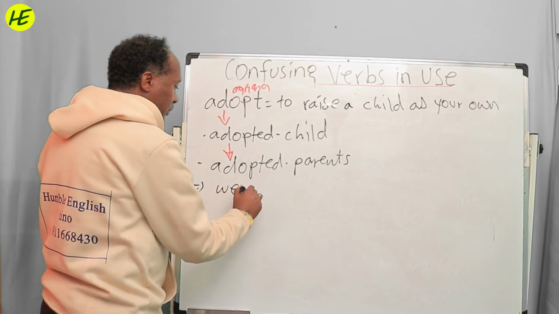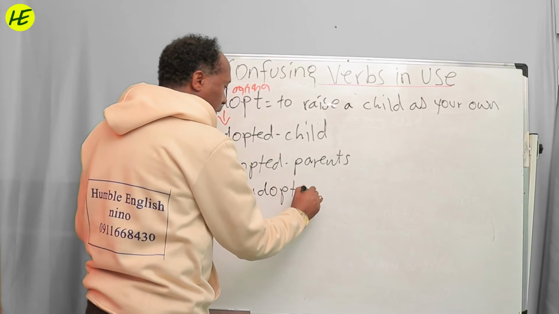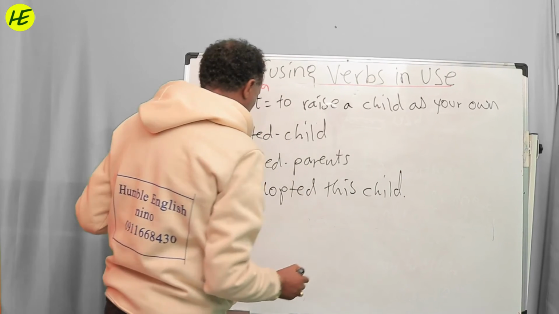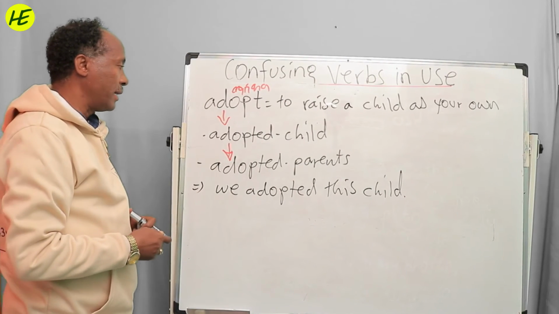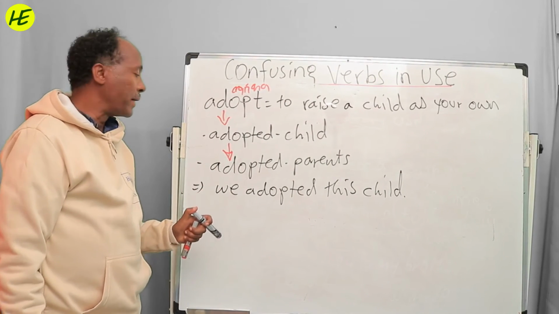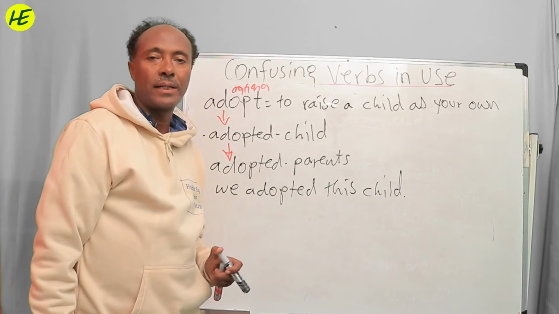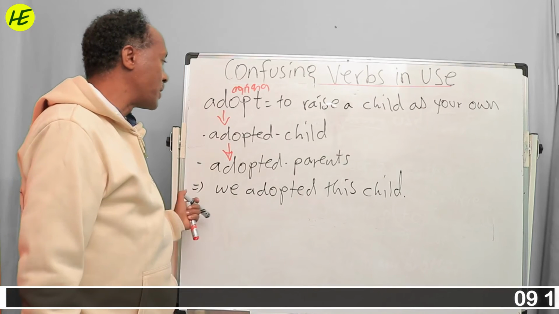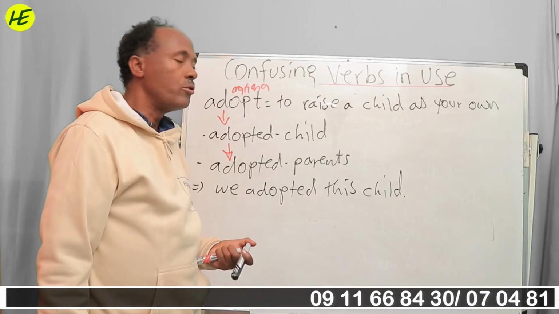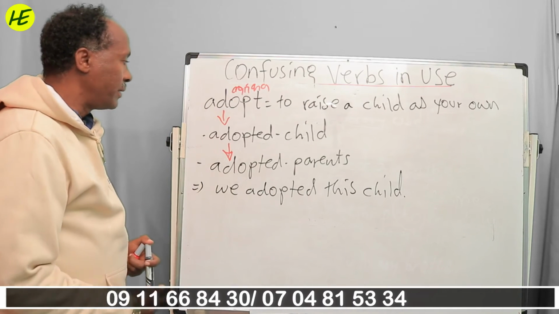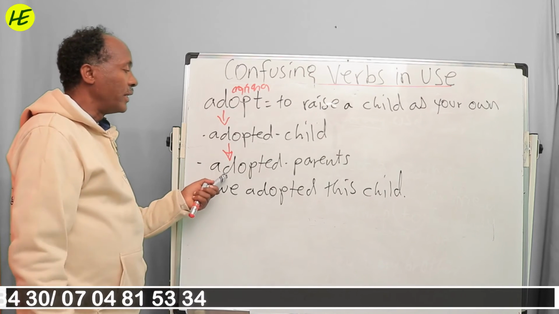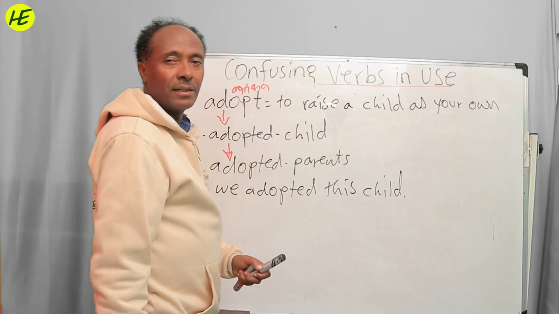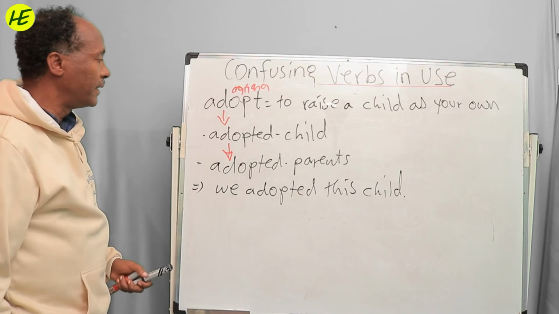We adopted this child. If they say we, that's both parents, mom and dad. We adopted this child, okay? Which means he's not our biological child, okay? He's not our biological child. We adopted this child. We are what? The adopted parents. We are responsible to raise this kid or this child. That's what it means. So we adopted this child, okay?